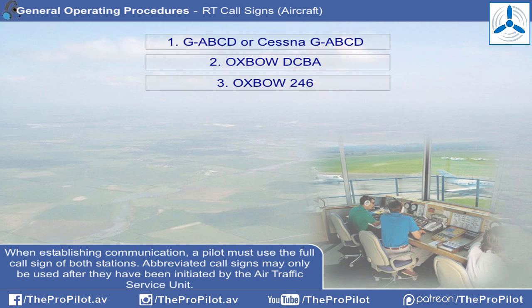When establishing communication with an air traffic service unit, a pilot must use the full call sign of both stations. After satisfactory communication has been established, and provided no confusion is likely to occur, call signs are often abbreviated. You should note, however, that a pilot must never abbreviate a call sign on his own initiative. He may use the abbreviated form of the call sign only after the air traffic service unit has used the abbreviation first. Click on the call signs on screen to hear the abbreviation. Then click on the Continue button to hear examples of exchanges between pilot and controller.